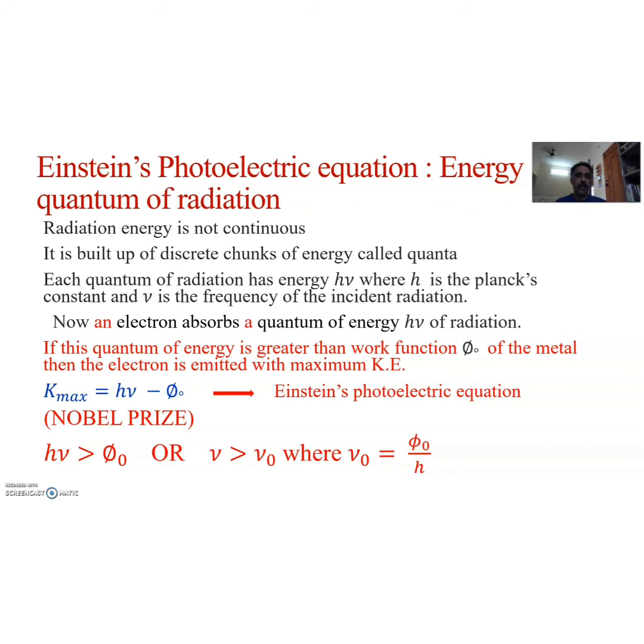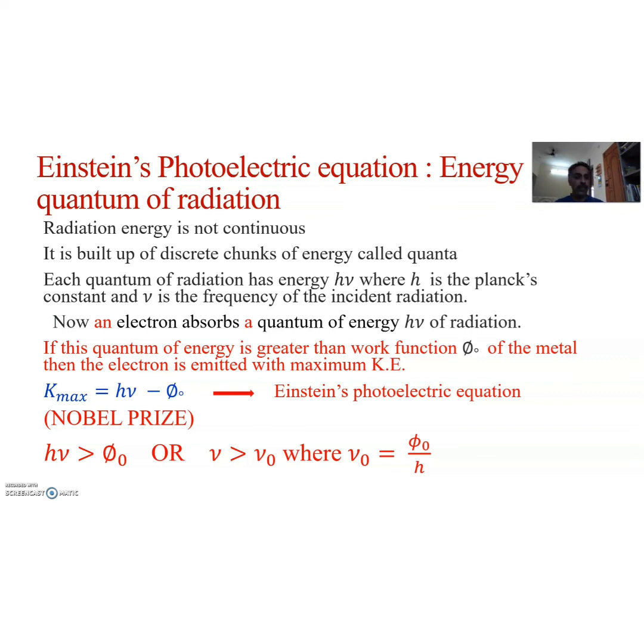And the second statement is, now an electron, a single electron at the surface of the metal absorbs a quantum of energy, one quantum of energy, h nu of radiation. So each electron absorbs one quantum of energy. If this quantum of energy is greater than the work function of the metal, then electron emission takes place. Then the electron is emitted with maximum kinetic energy.